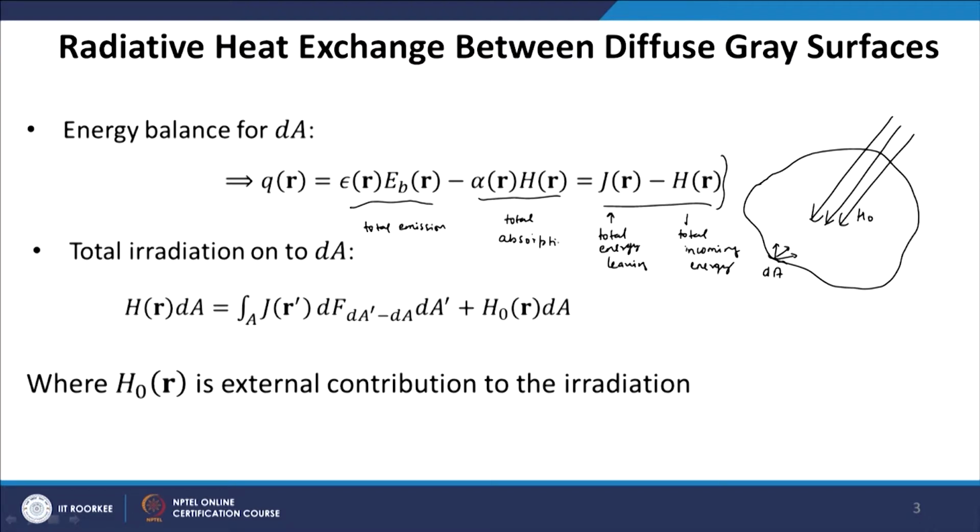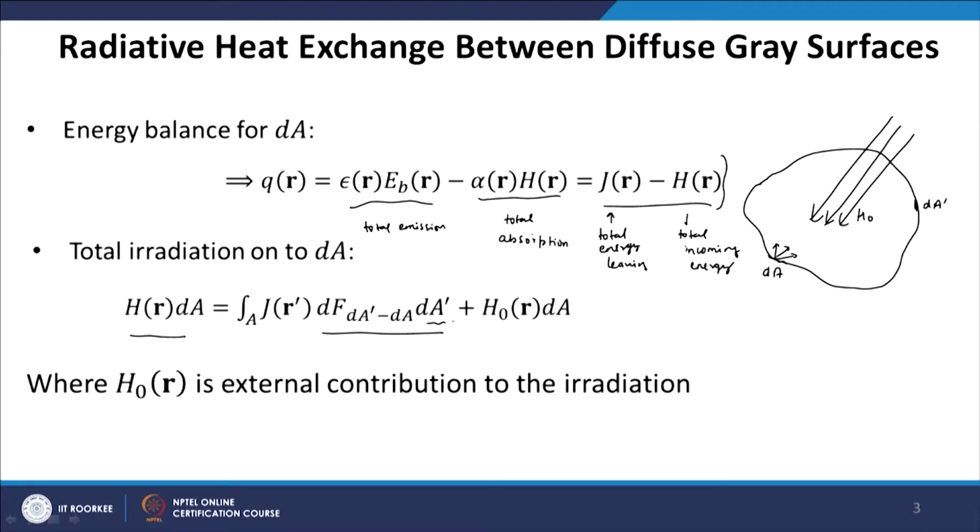So, we can write heat flux in terms of either black body emissive power and irradiation, or radiosity and irradiation. Now, we have total irradiation on surface dA, H_r, as the contribution from the entire enclosure, just like we did in the case of black body. So, we take the view factor from dA prime, let us say dA prime is a small area on the enclosure, and we have to integrate over the entire enclosure. So, we multiply by dA prime.